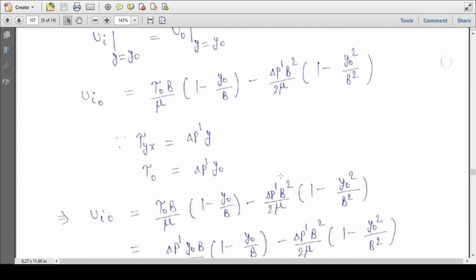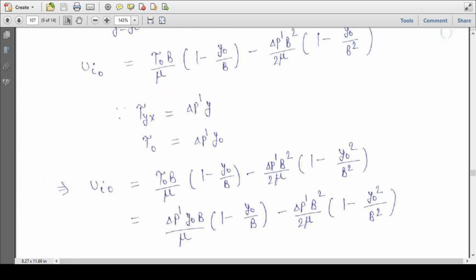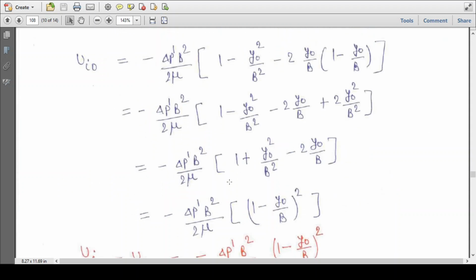Now we have tau yx given by this expression, delta p dash y, so we can find tau naught corresponding to y naught. Now we can change the expression for tau naught from here. In place of tau naught we substitute delta p dash y naught. This side has no change, so we are writing all this equation in terms of the pressure gradient, or delta p only.